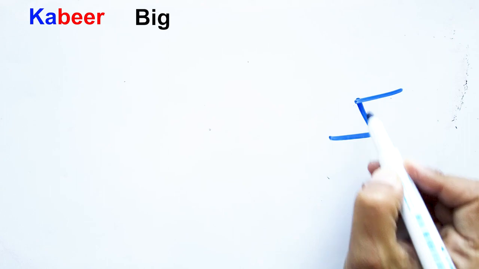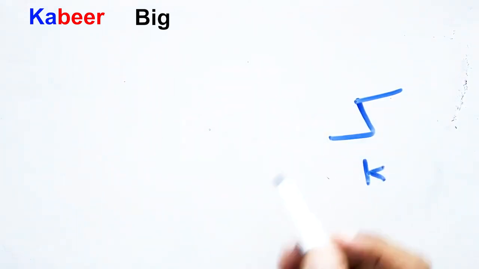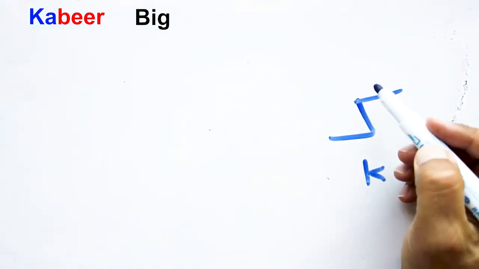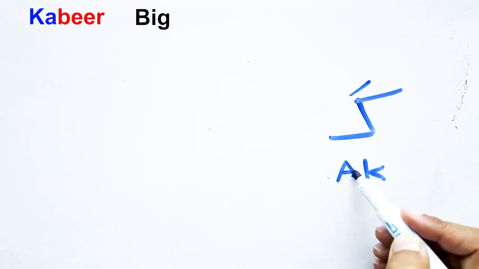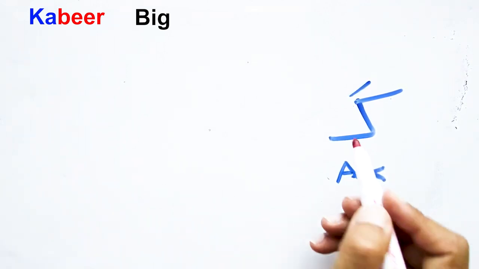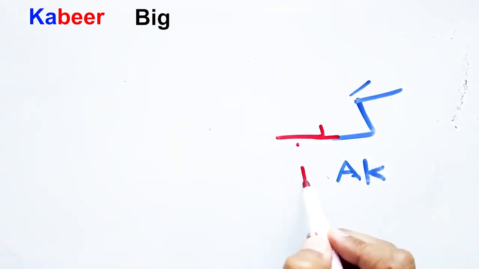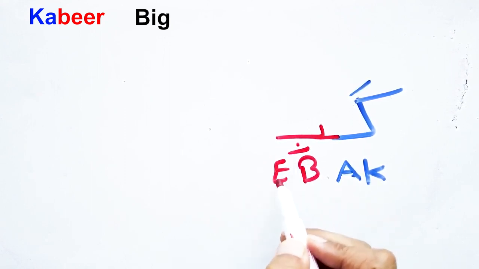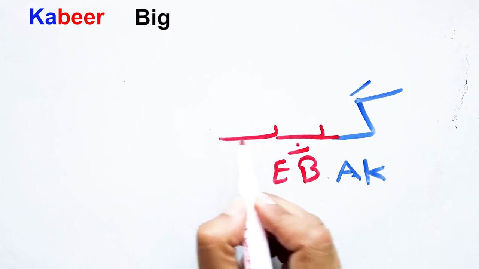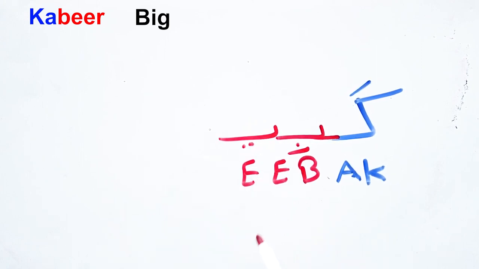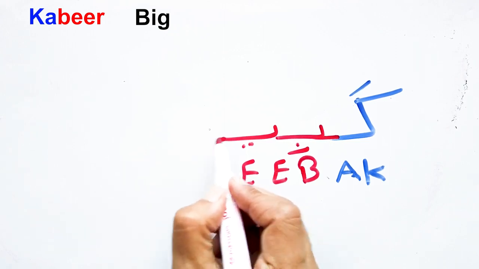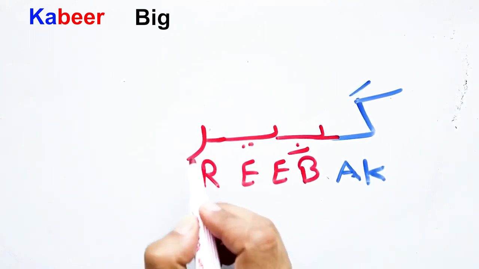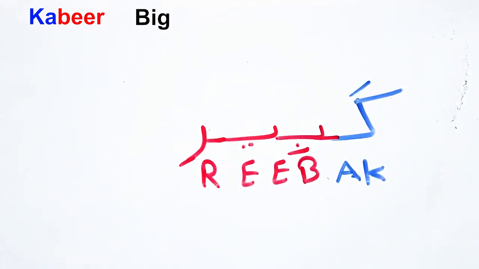كبير. The sound of K. The sound of A. B, the sound of B. The sound of E. The kasra sounds like E. كبي, long vowel, it's another E. كبير, strong R here.